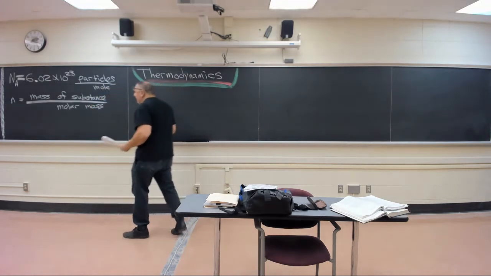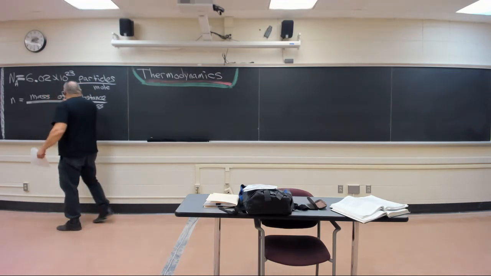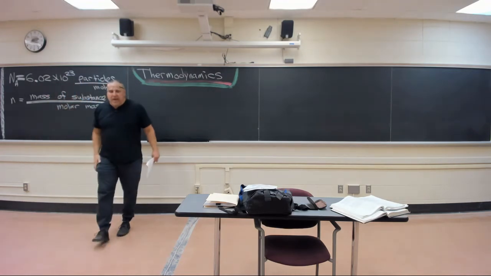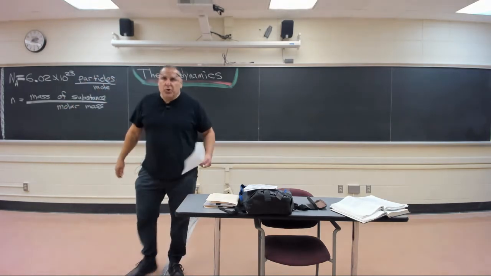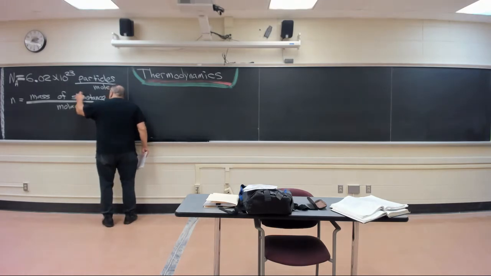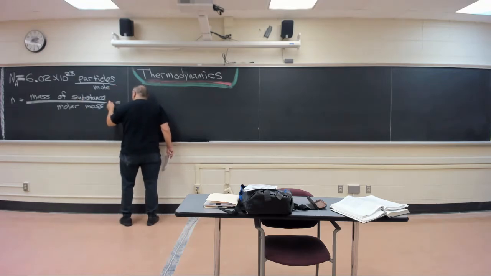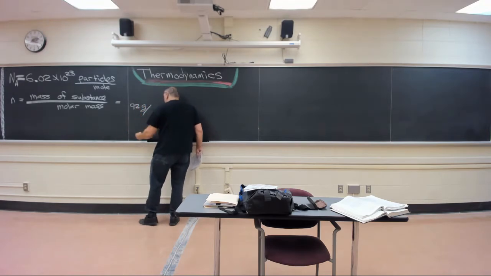So what's going on here? Let's say the substance had 92,000 grams of mass. And the molar mass is 92 grams, let's say, per mole. They write mole.